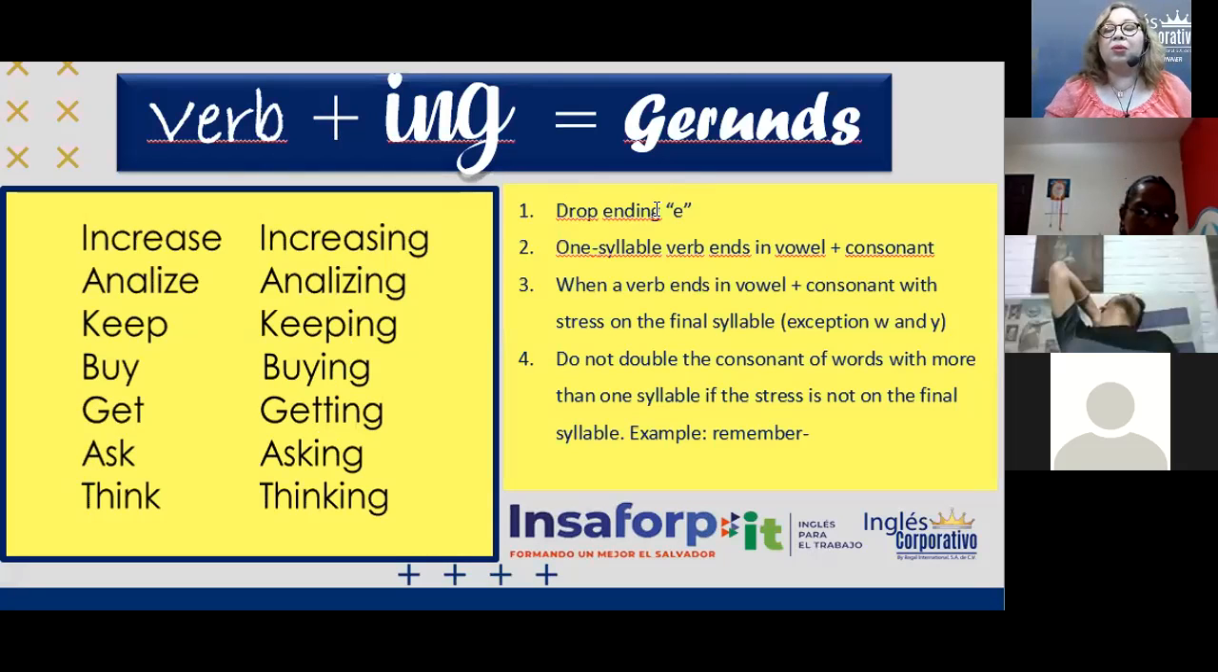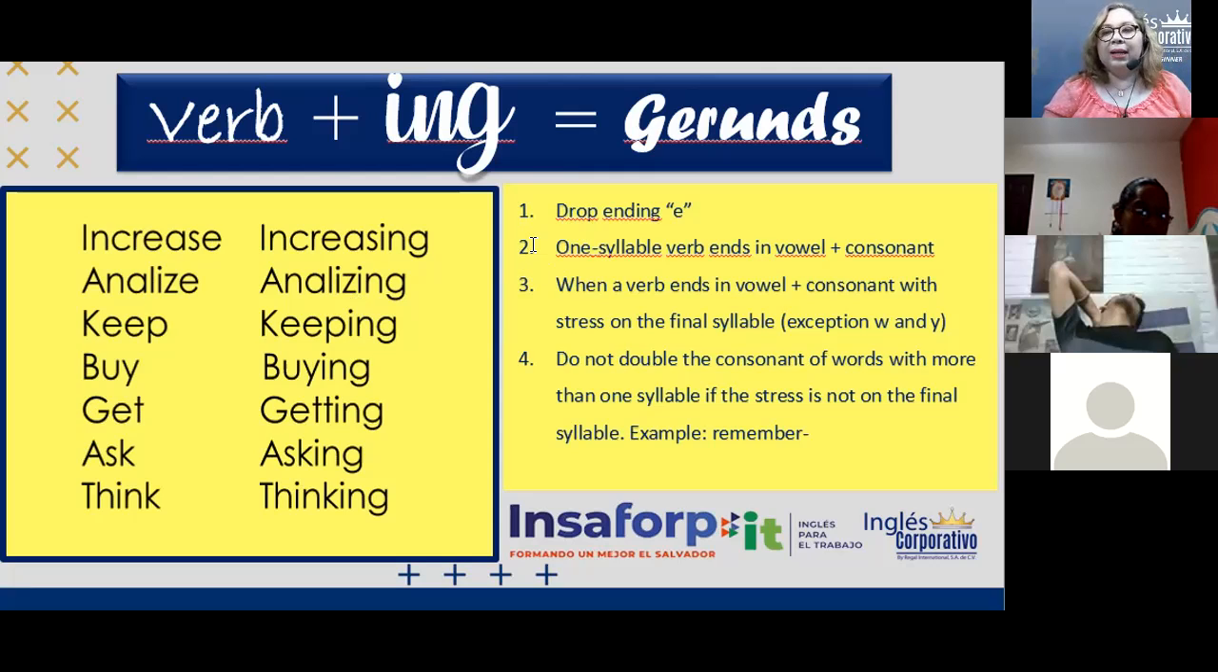Drop ending E. Eso sería lo primero. Si el verbo termina en una E, le quitamos la E, we drop letter E, y le ponemos ing. Miren, acá lo tenemos. Increase, increasing. Desaparece la letra E. Analyze. Termina en una E, aunque termina en un sonido de S. Pero lleva una E en la escritura. Entonces, we drop letter E and add ing.